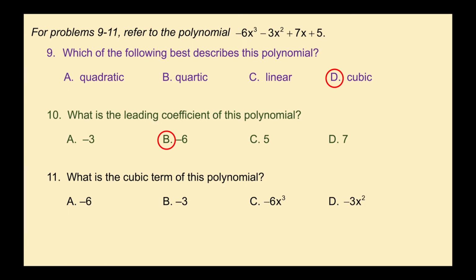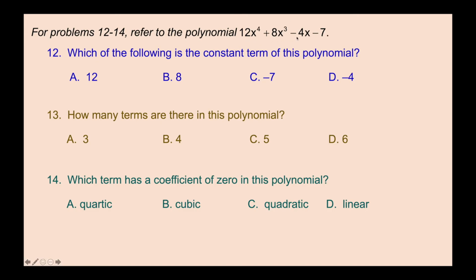For number 11, what is the cubic term? Now, again, if I'm looking at these different options, the term is going to include the variable with it. Now, cubic is the third degree. So it's this entire part right here, -6x to the third, making that one C.